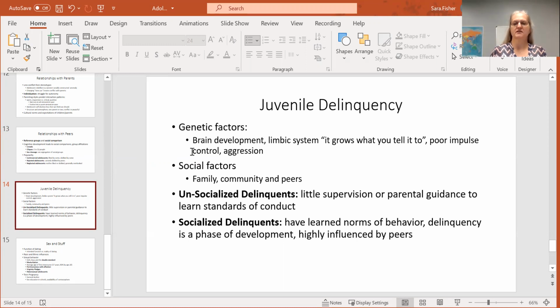Some of the variables suggest that maybe it's because the brain's not fully developed, or perhaps it has something to do with input. In other words, if a child lives in a home where there's a lot of rule breaking, then their brain develops in a way that makes them more at ease with breaking rules, right? It grows what you tell it. Poor impulse control could be a neurological condition, these kinds of things.